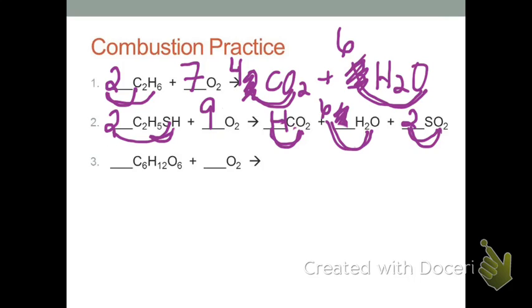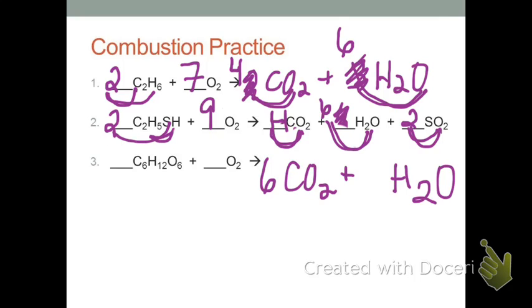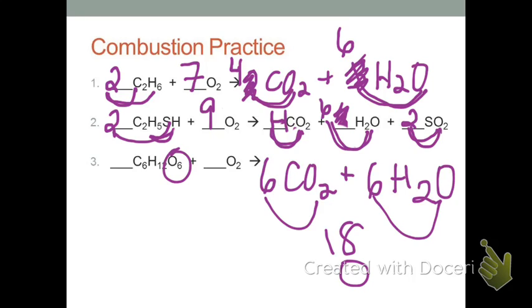The last one, obviously combustion, you need CO2 and H2O. Fill them in, 6 carbons, 12 hydrogens. That's 12 and 6 is 18 oxygens. But notice you do have 6 here. So 6 plus what will give you 18? 12, of course, so you need a 6.